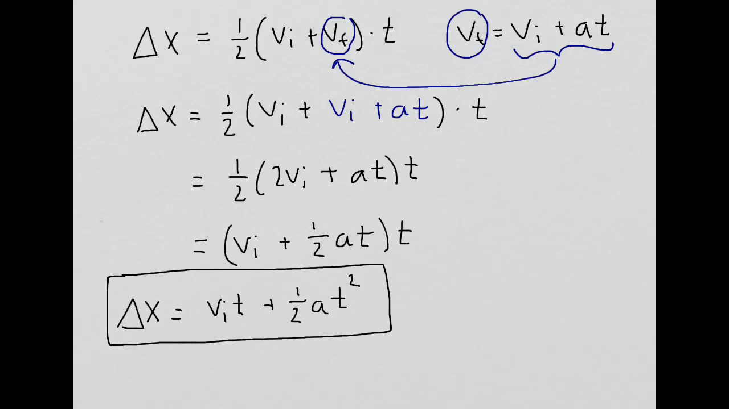So there's one final equation that we have to mention that's useful when solving these sorts of problems with constant acceleration. So that formula is vf squared, final velocity squared, equals initial velocity squared plus 2 times the acceleration times delta x, change in position. We can derive this formula using the last two formulas that we've already found.